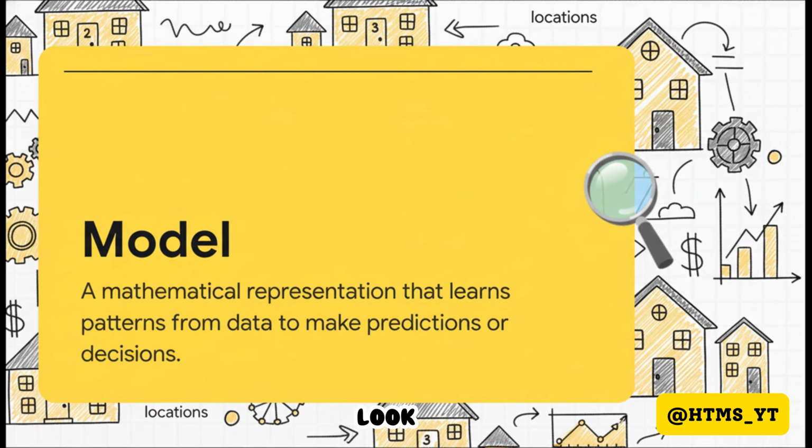Now, if you were to look under the hood, a model is basically a big mathematical engine. Its whole job is to comb through thousands or even millions of examples to find the hidden patterns. It's trying to learn exactly how things like house size and location tend to impact the final selling price.